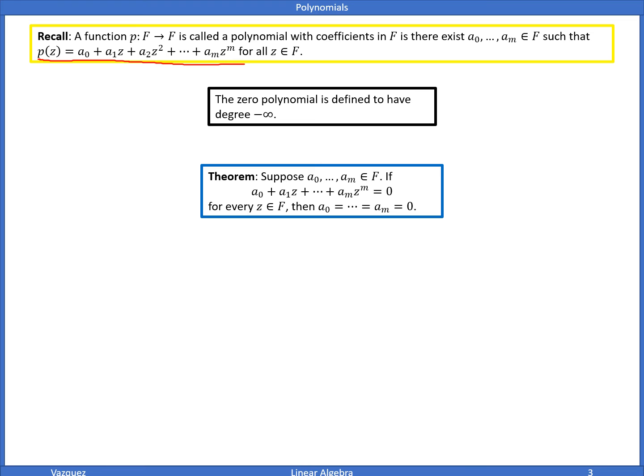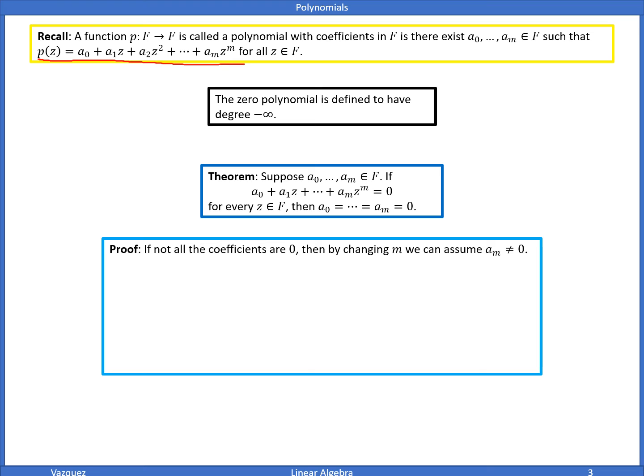Suppose we have the polynomial equal to 0. Well, then that means that all scalars must be equal to 0 for this to be true. How do we prove that? Well, if not all the coefficients are 0, then we can assume that am isn't equal to 0. So then we're going to put z equal to this rational expression plus 1.